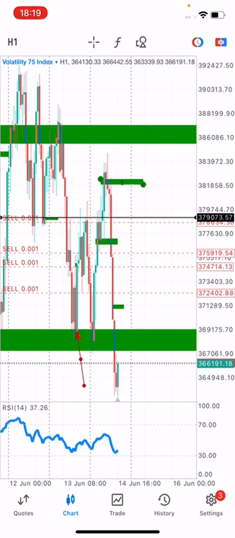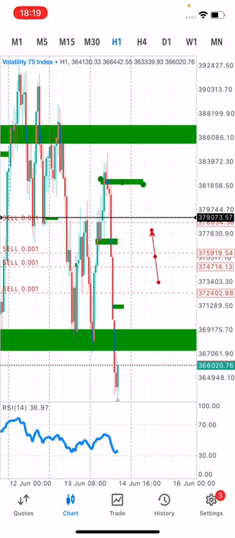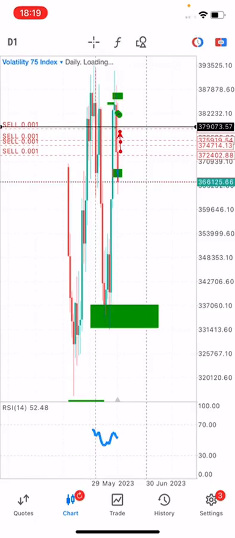Because now it broke the structure from this level. After every break of structure, if you check from this break of structure, because here is the break of structure, the market broke this level. It must then go back and retrace from this area again. So let's go to day 1.